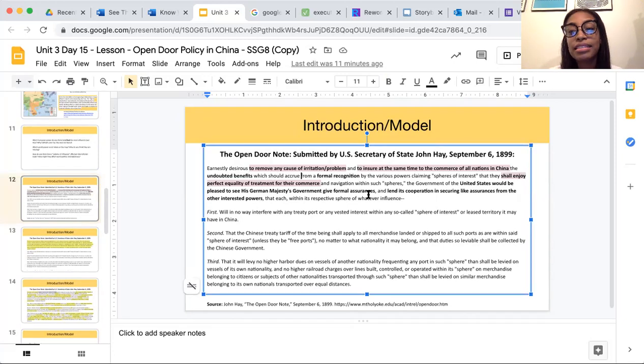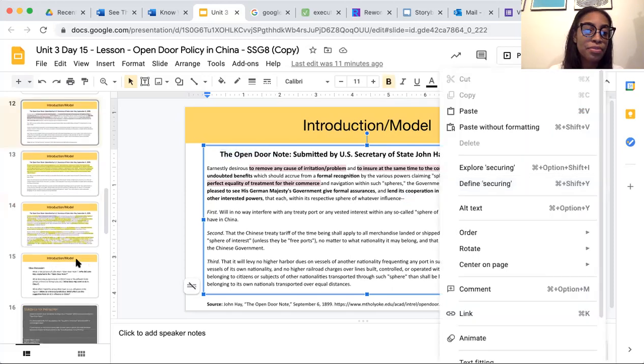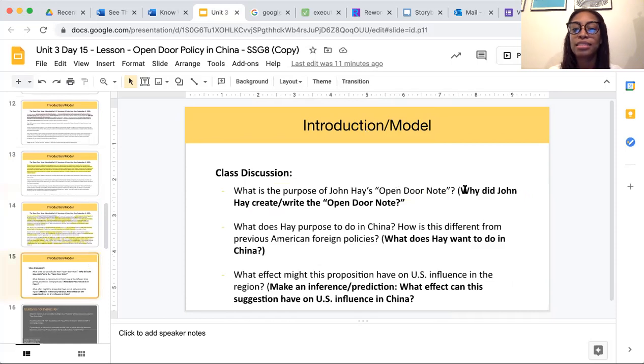This is a text that you really want to be careful with your students. You can also highlight this first, second, and third point, but really the main part here is here, right? And this can take a while. So you really want to focus on this part that explains the purpose of this Open Door Note. In fact, that's one of the questions for the class discussion.